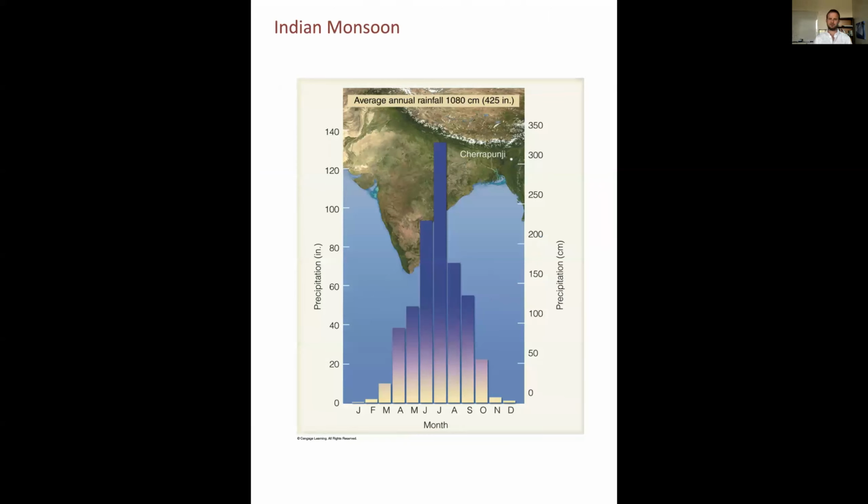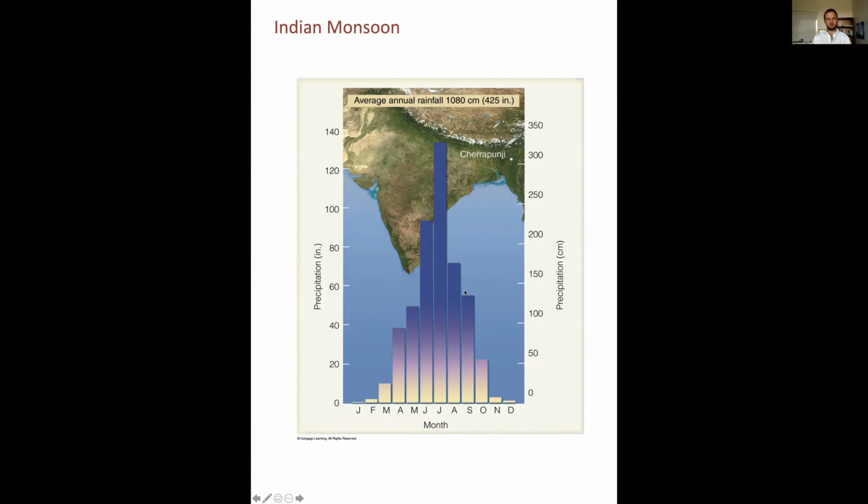So this is what you can clearly see here in an example of a location in India, where there's almost no winter precipitation, in January and December, and then a lot of precipitation in summer. So these are extremely high monthly precipitation rates measured in this area due to the monsoon, okay? So this is called the Indian monsoon.